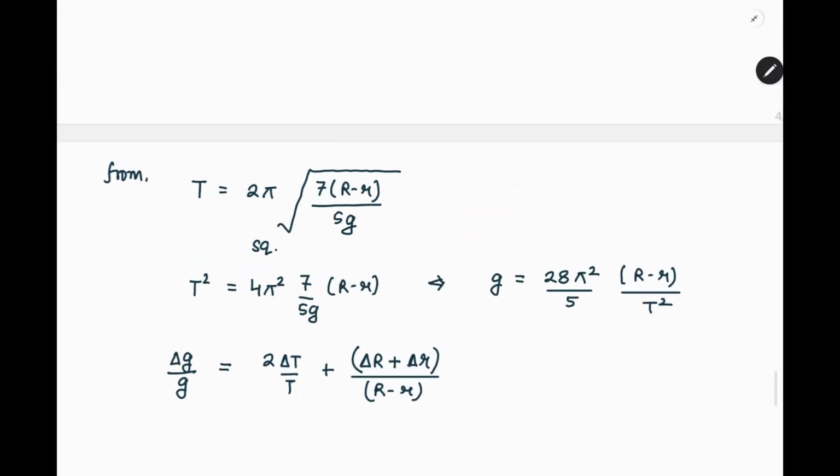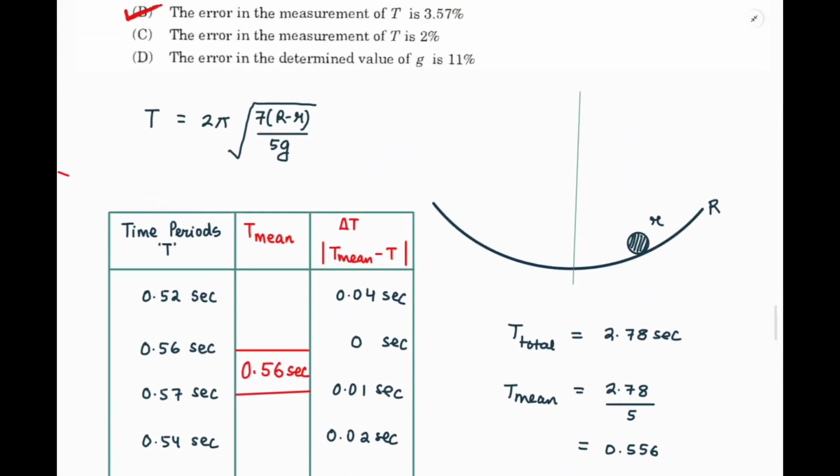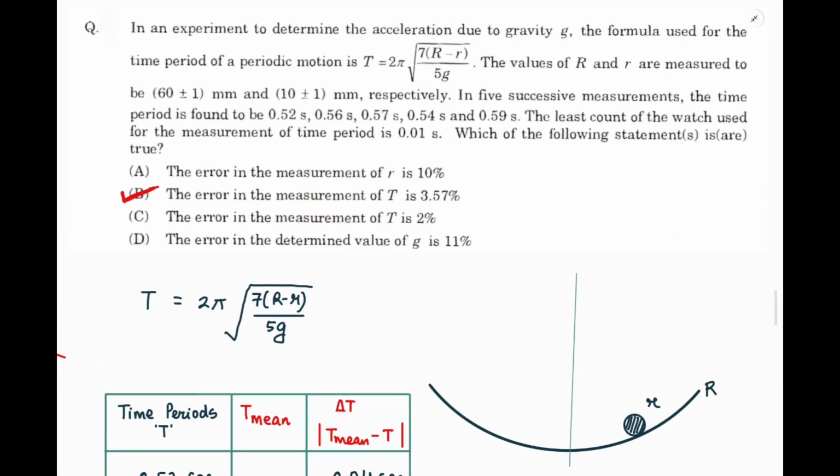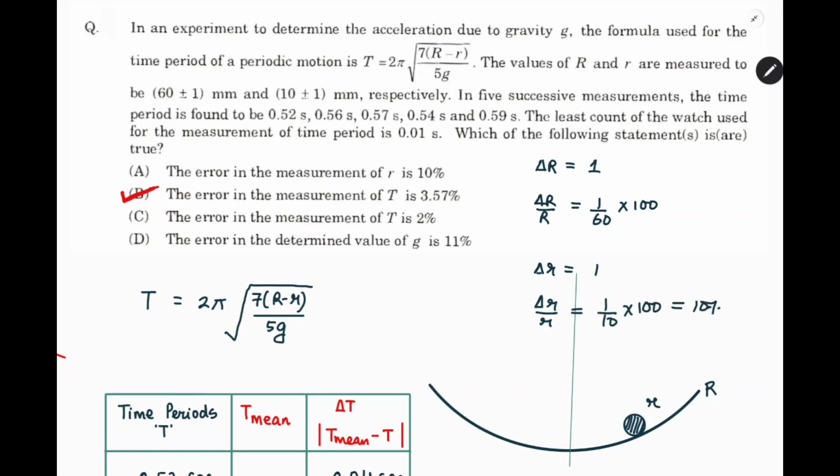So before we go to delta g, let us see the error in the measurement of capital R and small r. The values of capital R and small r are measured to be 60 plus minus 1. So error in the measurement of capital R is 1, and delta R by capital R is 1 by 60 into 100. It is not asked in the problem, but small r is asked. So delta of small r is equal to 1 millimeter, and delta small r by small r is equal to 1 by 10 into 100. So we obtain a value 10 percentage. So over here we can say that alternative A is also correct.